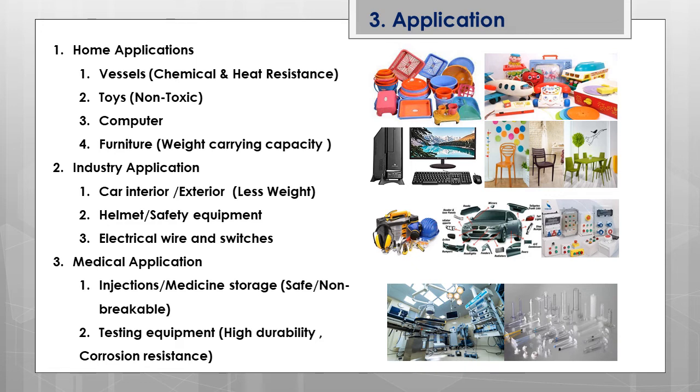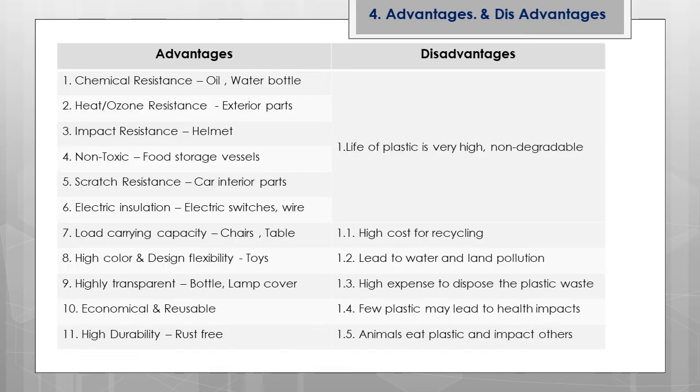So now we go to advantages and disadvantages. Coming to advantages, there are n number of advantages. Like we discussed in the previous slide, chemical resistance is good, so it is used for oil and water bottles. Heat and ozone resistance is good, for exterior parts of vehicles, and impact resistance is good, for helmets, etc. It is non-toxic, so we use it in food vessels, boxes, etc. And for scratch resistance, we use it in car interior parts, and electrical insulation in switches, which we already saw.